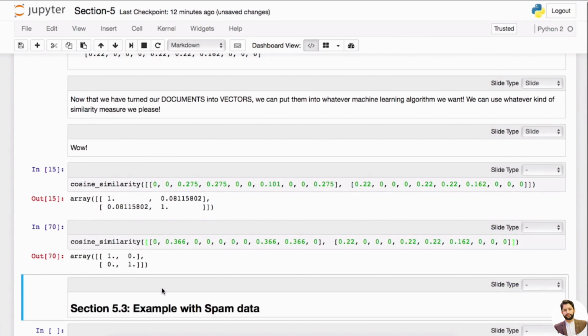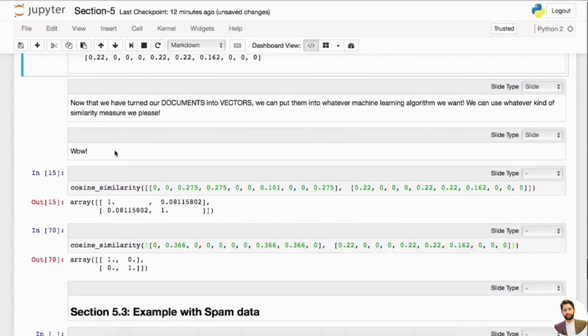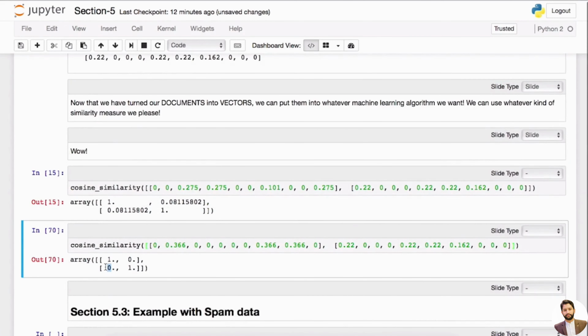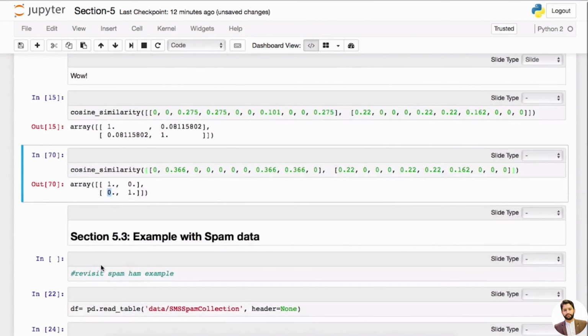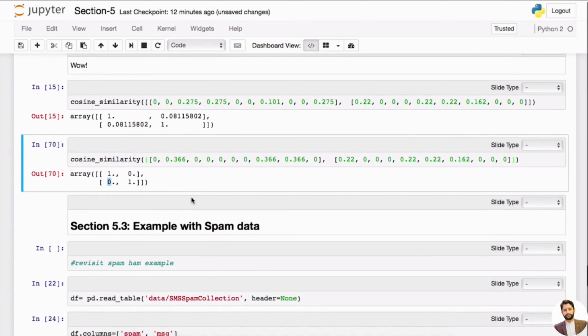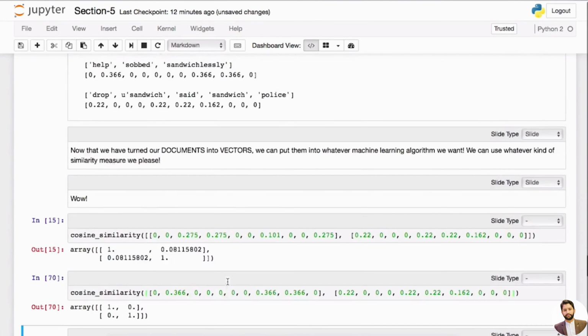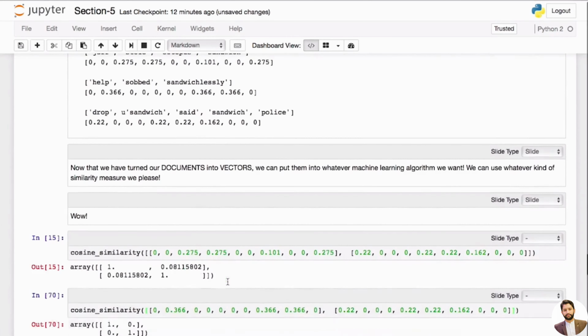So the cosine similarity between the second and third is 0. It shows up as 0, which can happen. It just means that they're not similar at all. So in our next section, we're going to talk about an example using our spam data, but this is it for section 5.2.